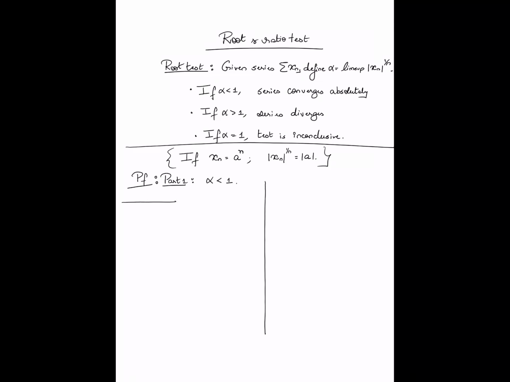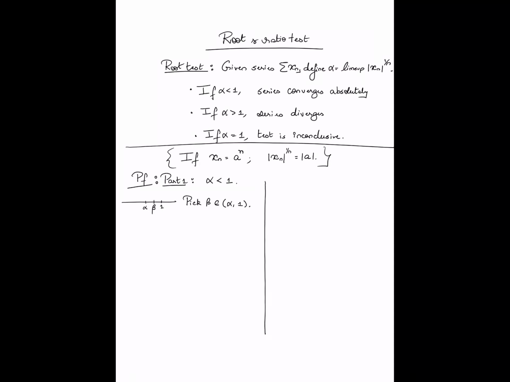Now in this case, the scenario is that you have 1 here, you have alpha here. I can find a number beta which is between alpha and 1, right? For example, beta could just be the midpoint of alpha and 1. So what I'm going to do is pick some beta which is in the interval from alpha to 1.